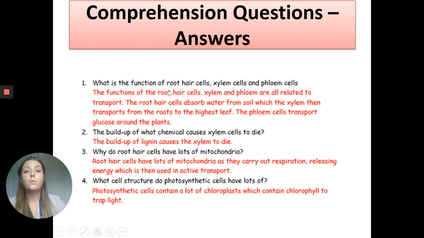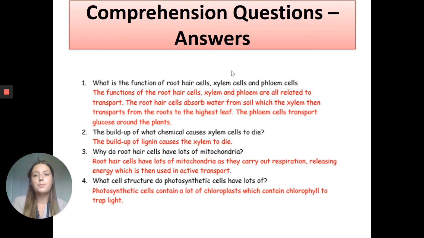Okay, so what is the function of root hair cells, xylem cells and phloem cells? Now, if we group them together, they're all involved in transport in plants. Okay, so root hair cells absorb the water from the soil, which the xylem then transports from the roots to the highest leaf. Okay, that's how those two can link together. And the phloem transports glucose all around the plant.